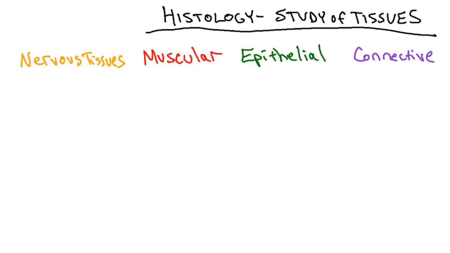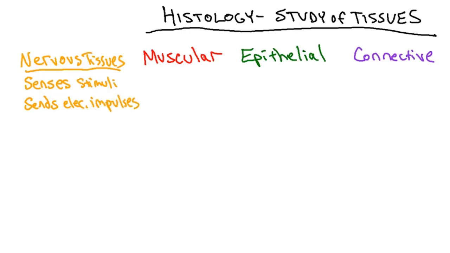So nervous tissues, remember, sense stimuli and send electrical impulses. So in and out, it senses and sends. It takes in sensory information, like that's hot, and it sends out impulses, like move your hand off the stove.